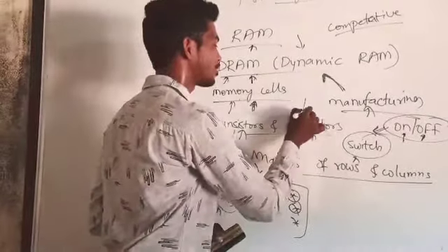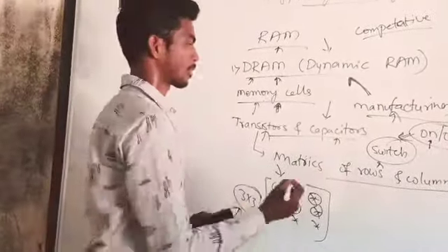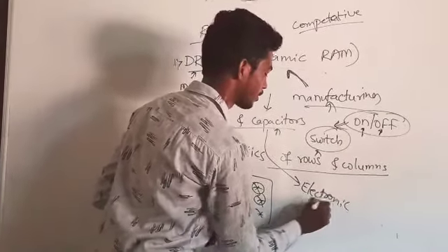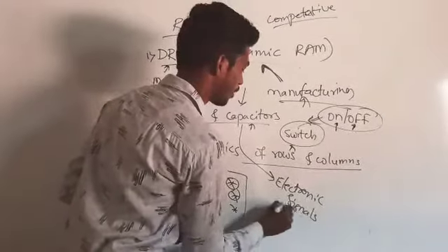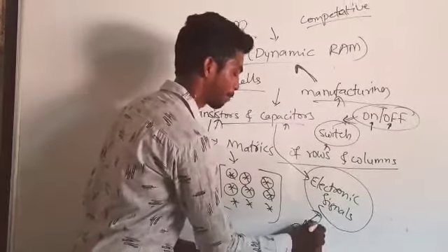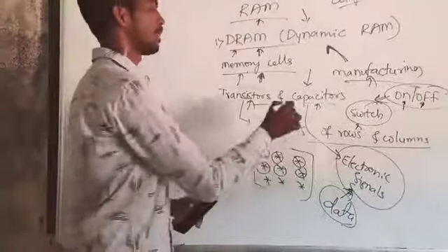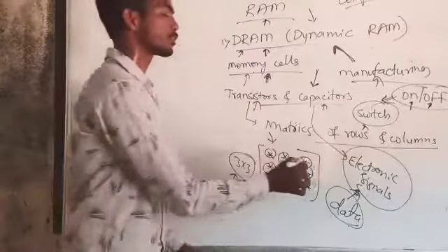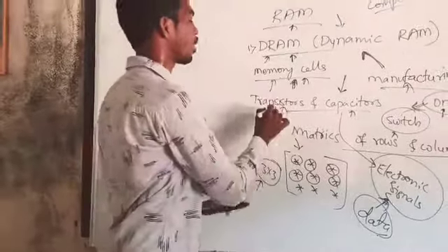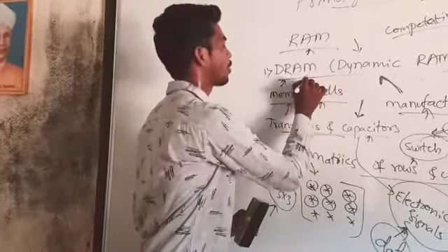And the capacitors, as you know, are useful in storing electronic signals. An electronic signal is nothing but what in computer science is called data. Capacitors are useful in storing the data itself in a particular memory cell. This is what a memory cell consists of, a pair of a transistor and a capacitor. It is all about a DRAM.